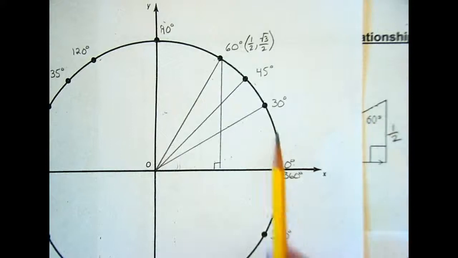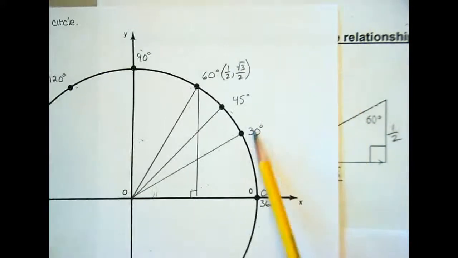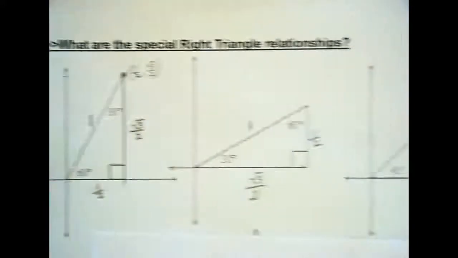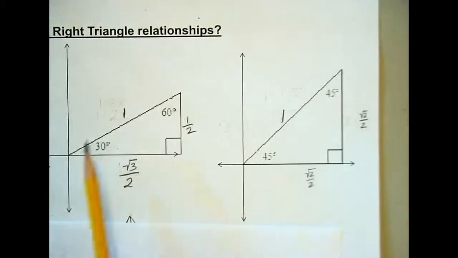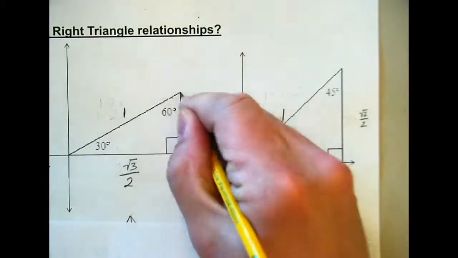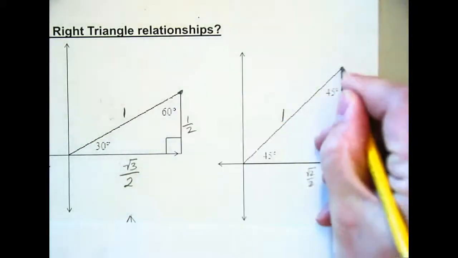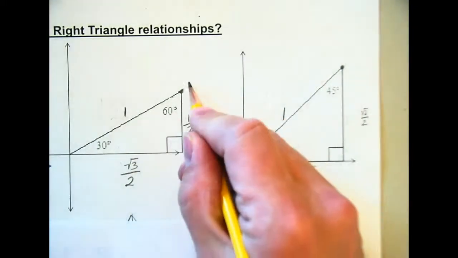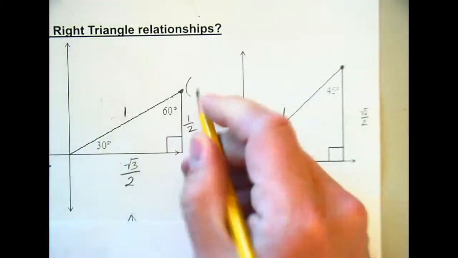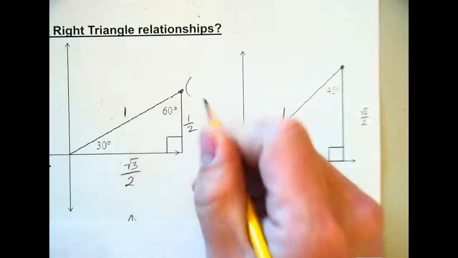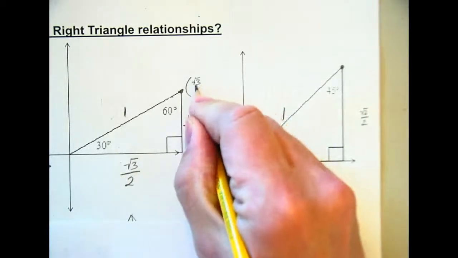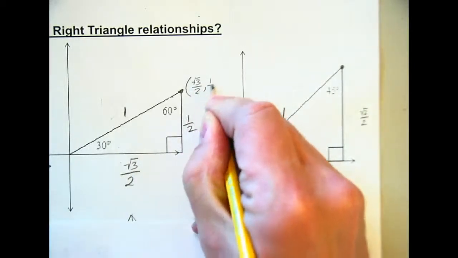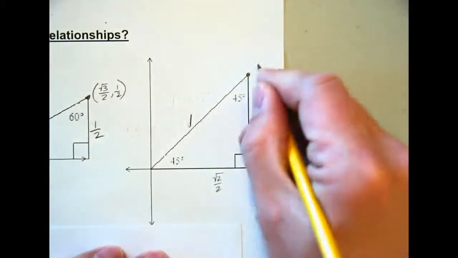Okay, I want you to do the same thing for 45 and the 30 degree triangle. Put the coordinates next to them. Use your triangles here to help you out. I mean that point and that point. Here we go. Hey, what's the coordinates of this point? Root 3 over 2, comma, 1/2. Okay, what's the coordinates of this point? Root 2 over 2 and root 2 over 2.